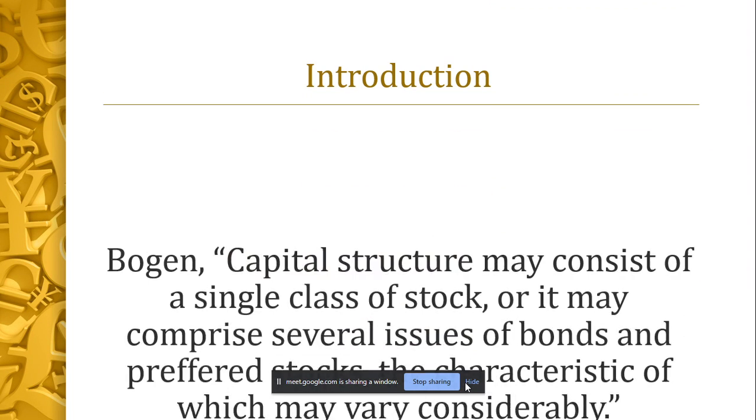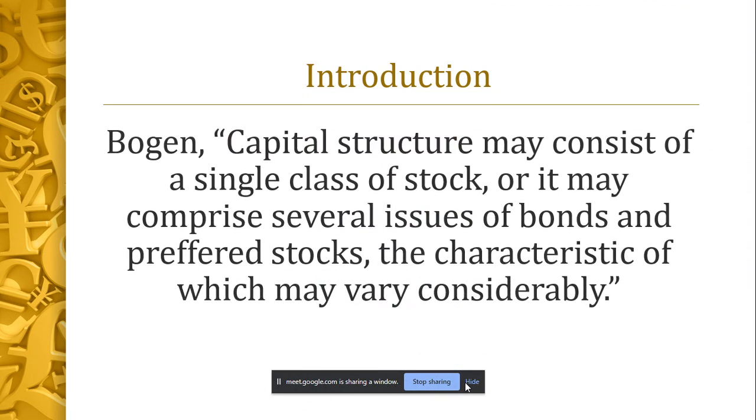Now, all that we did was introduction, and there was this definition which was put up. Those who want to take down can take it down. Capital structure may consist of a single class of stock, or it may comprise several issues of bonds and preferred stock, the characteristic of which may vary considerably.